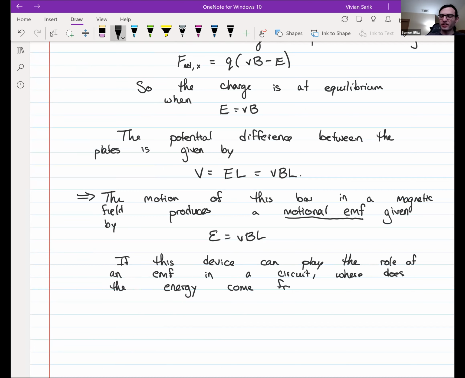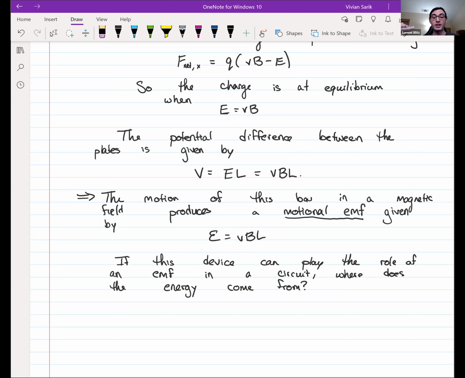And just as a quick aside, in order to have a constant EMF across this device, constant voltage, you have to have that the velocity is constant, right? So we're going to assume that the bar is just traveling down at a fixed rate. And so it can't be the case that the energy is coming from the kinetic energy of the bar, right? It has a constant speed. So the kinetic energy is staying the same. So the question is where does that energy come from?